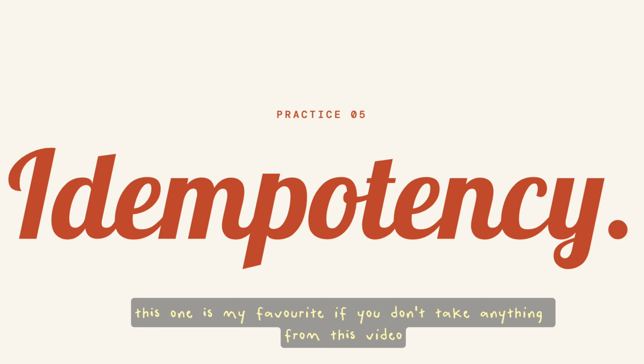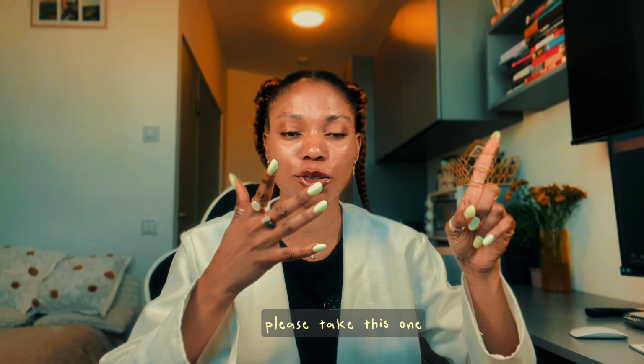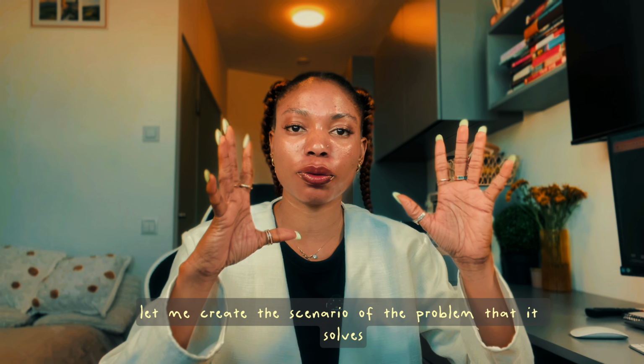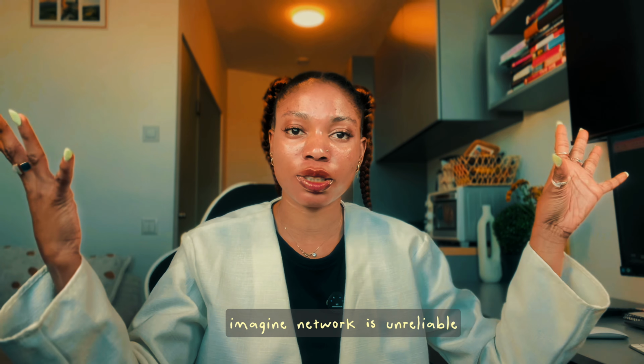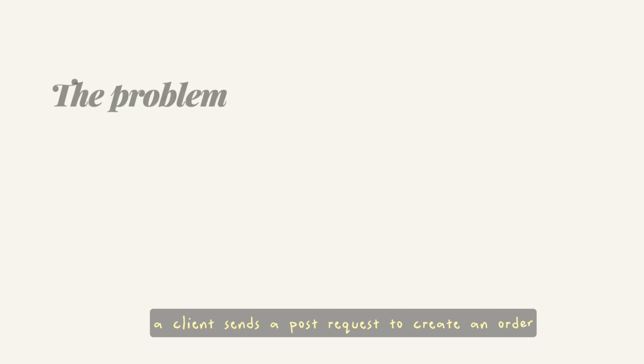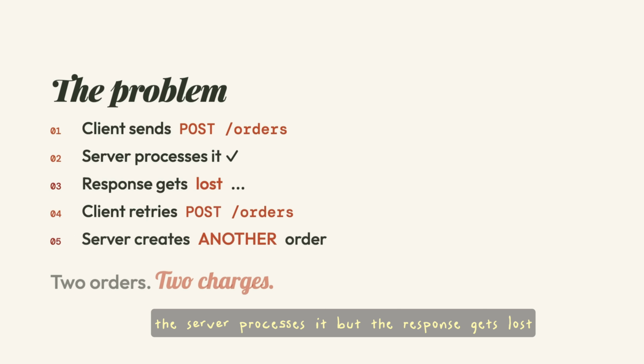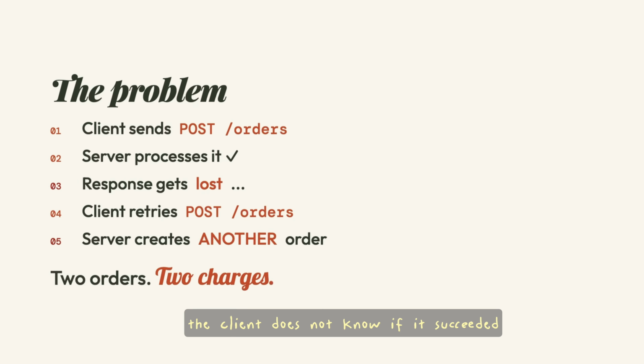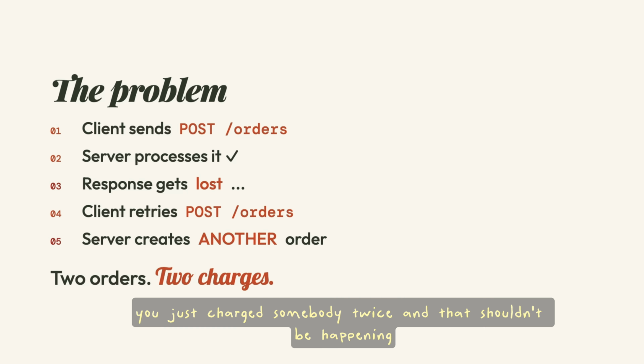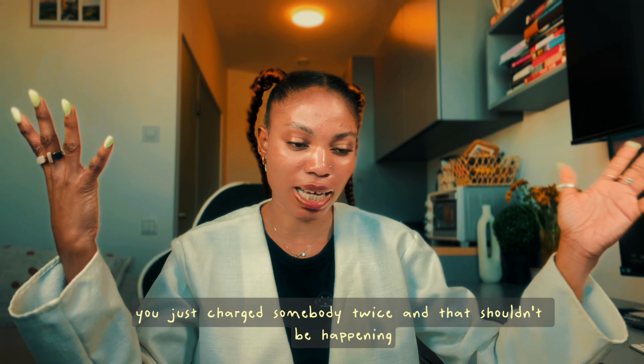Idempotency, this one is my favorite. If you don't take anything from this video, please take this one. Let me create the scenario of the problem that it solves. Imagine the network is unreliable. A client sends a POST request to create an order. The server processes it, but the response gets lost. The client does not know if it succeeded. If they retry, they might create the order twice. If the order involves a payment, congratulations, you just charged somebody twice. And that shouldn't be happening.